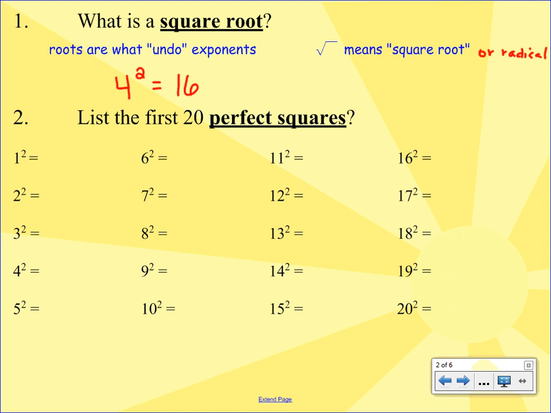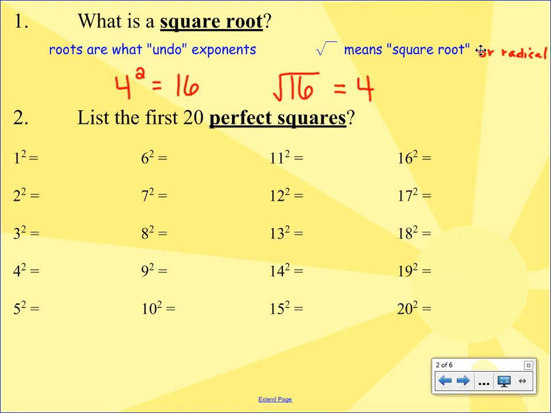If we're going to use a root to undo that, if we want to undo a square, then we need to do a square root, and that's where we use the symbol. And the square root of 16 is 4, because 4 times 4 gives us 16. Now, because 16 has a nice answer, if you will, we call that a perfect square.